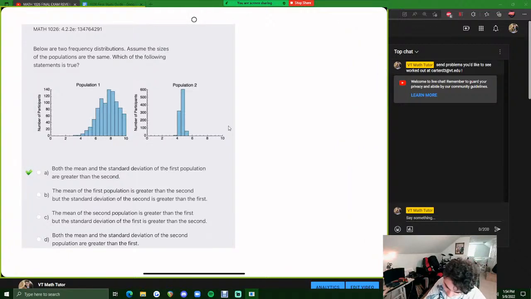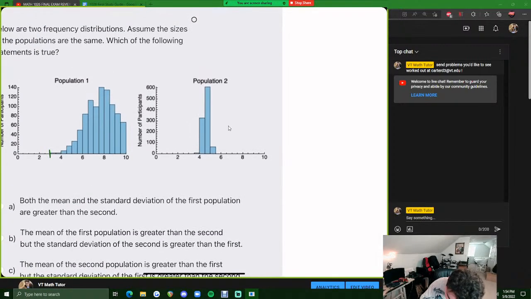But below are two frequency distributions. The populations are the same. Which of the following statements are true? So with this problem, remember the thing to keep in mind basically was the mean in general. You can always kind of assume the mean is about in the middle-ish of the distribution. So between about 3 and 10, it should be at about 6 or 7 over here.